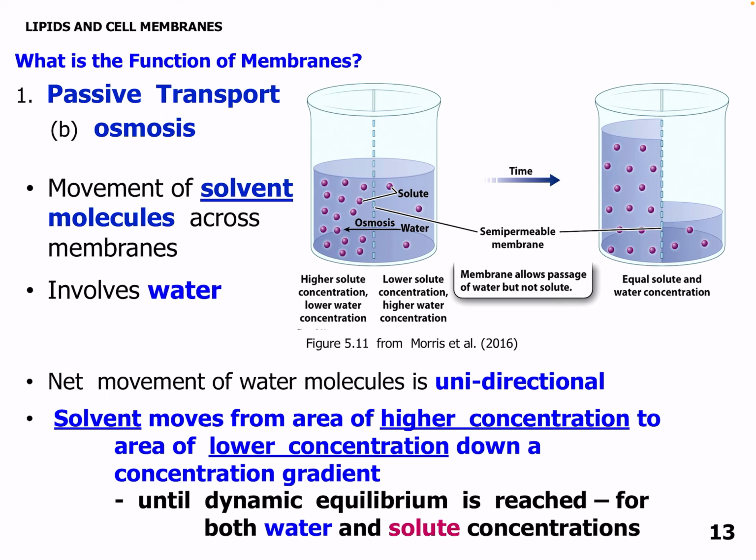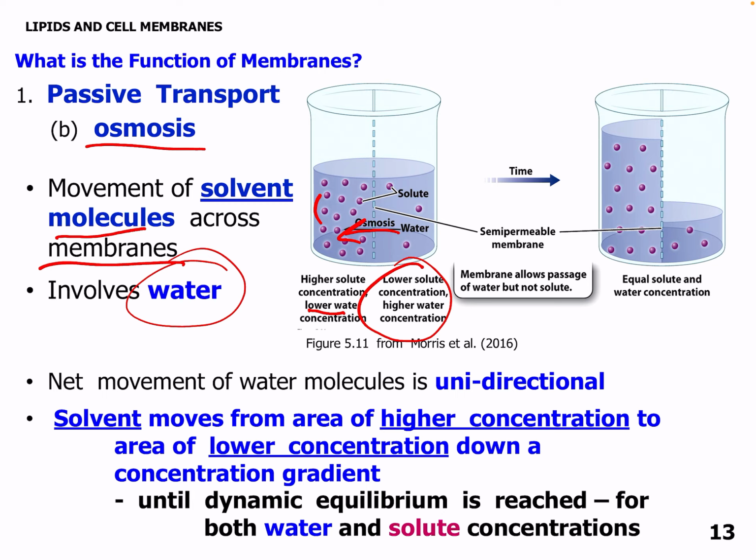So another form of passive transport is osmosis. So you may have heard of osmosis in science classes or even the cartoon Osmosis Jones. I'm dating myself there. But anyways, this involves the movement of solvent molecules across membranes and again involves water. So here we have our water and solute and we have osmosis. So high solute concentration with lower water and a lower solute concentration with high water.